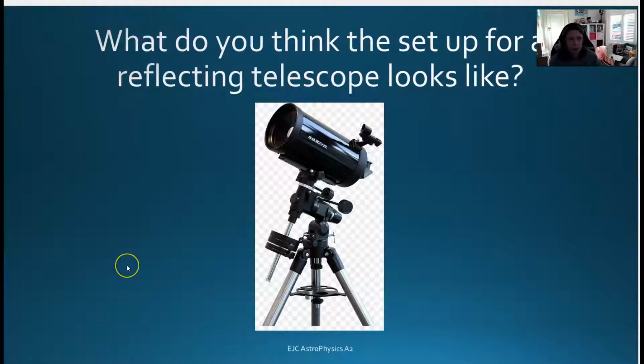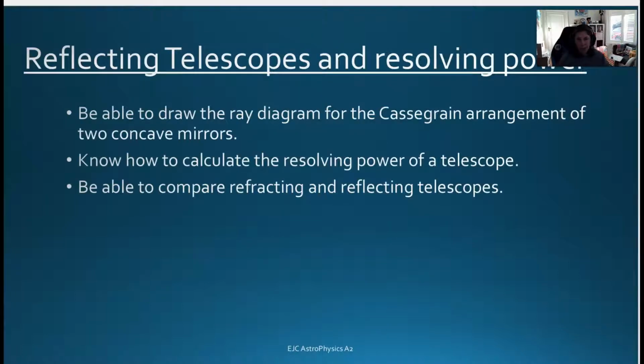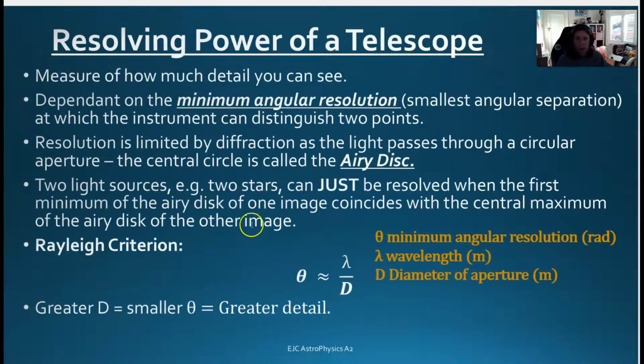Lovely. Okay, so what else do I want you to look at with reflecting telescopes? Well, I want you to know how to calculate something called the resolving power of a telescope and be able to compare the refracting and reflecting telescopes. So resolving power of a telescope is sometimes called the Rayleigh criterion, okay? It tells you for your telescope how far apart the two objects have to be before you can see them as two separate objects rather than one.